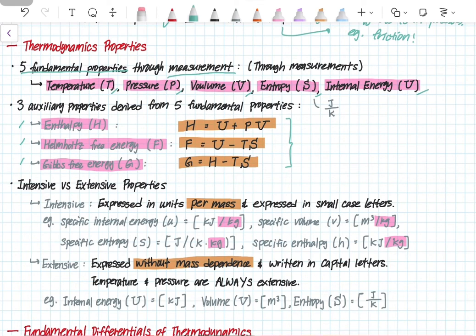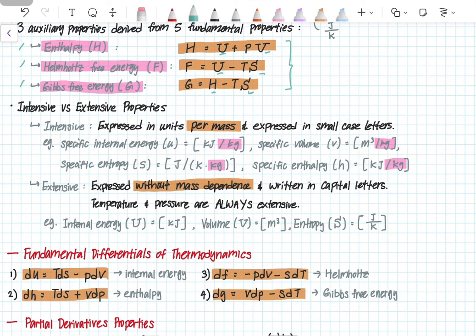Enthalpy is equal to the internal energy plus PV. Helmholtz free energy is equal to the internal energy minus T times S. And your Gibbs free energy is equal to H minus T times S.